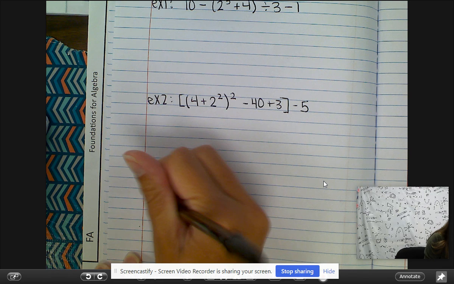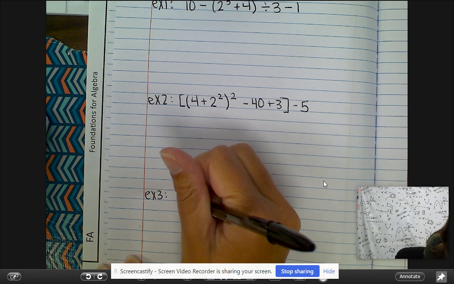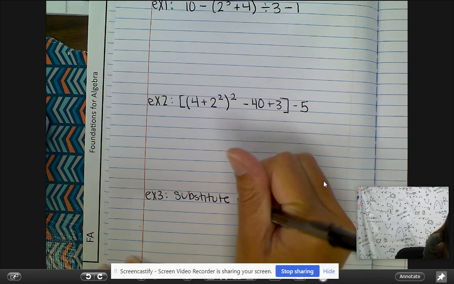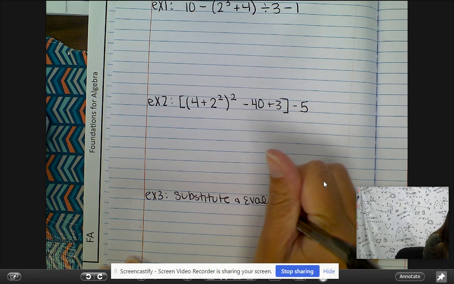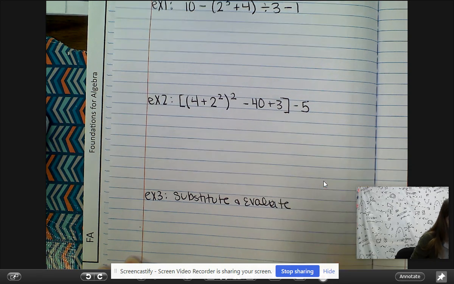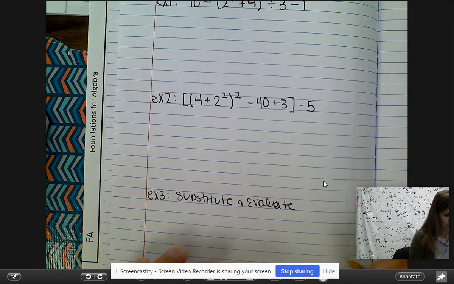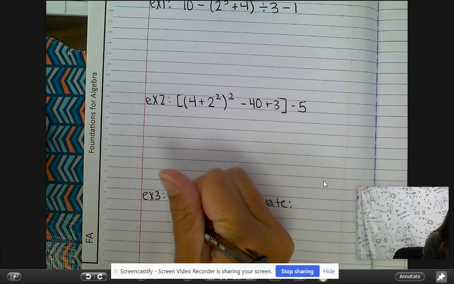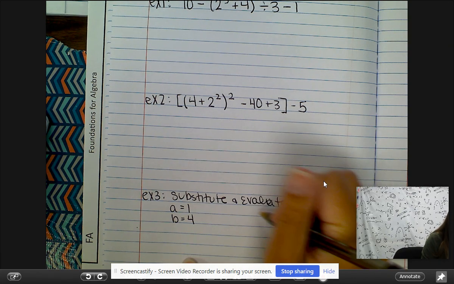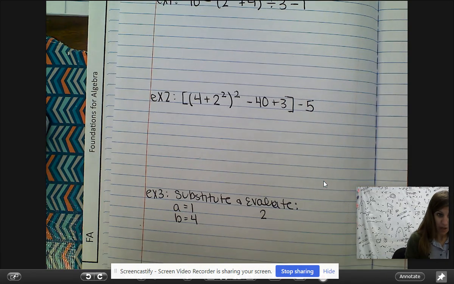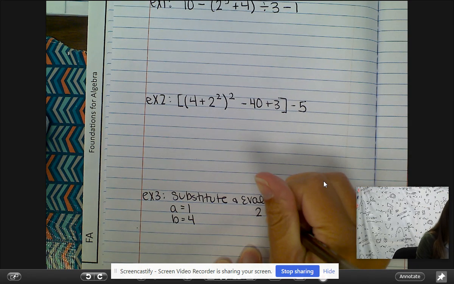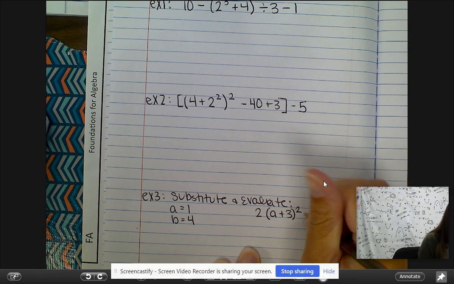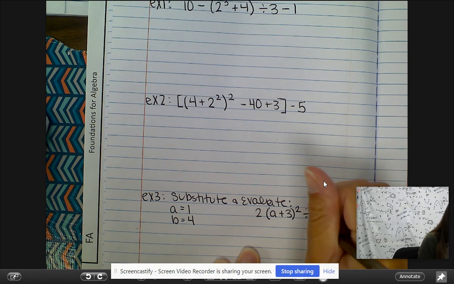Okay, and then the last one I'm going to have you try is where you are going to try that little substitute thing I was just talking about. So substitute and evaluate. Evaluate is just a fancy word for find out what it equals. When A is 1 and B is 4, and then your expression is going to look like 2 parentheses A plus 3 squared divided by B plus 5.